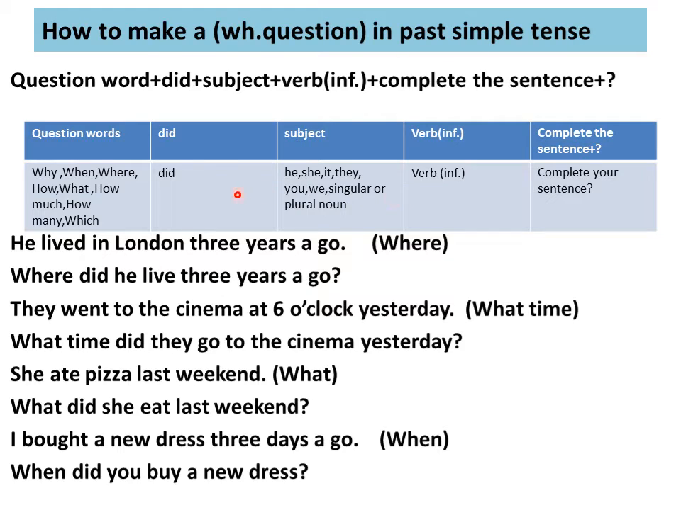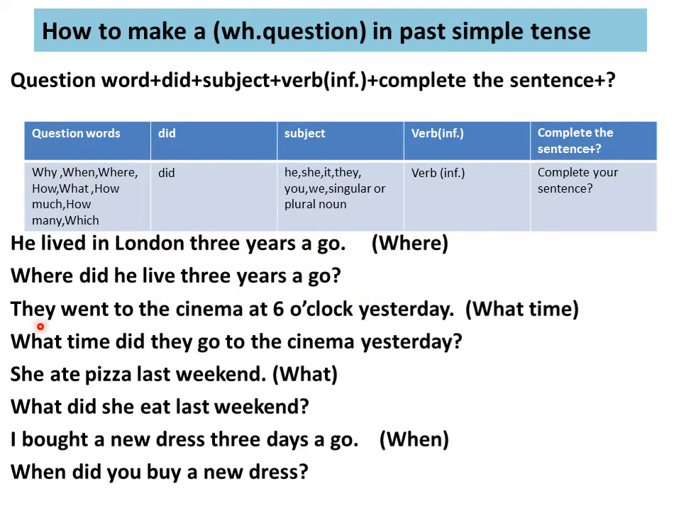And pay attention, I said before that the part that we are asking about, we will not write it in the question. Examples. He lived in London 3 years ago. Where? So where did he? The verb live in present. Pay attention, in infinitive, without d. Yes. Where did he live 3 years ago? In London. Can we say, where did he live 3 years ago in London?